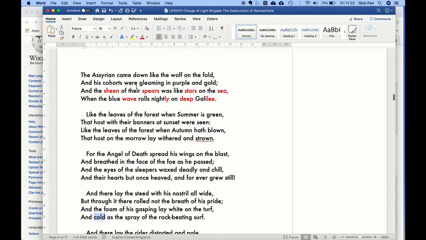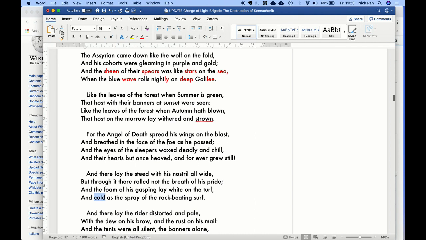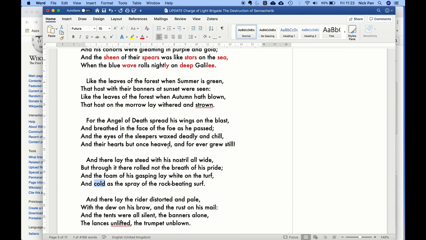So we have the bright sheen of the spears, but then we also have the darkness of the blue wave at night. Think about just those oppositions between cold and warm, and dark and light.